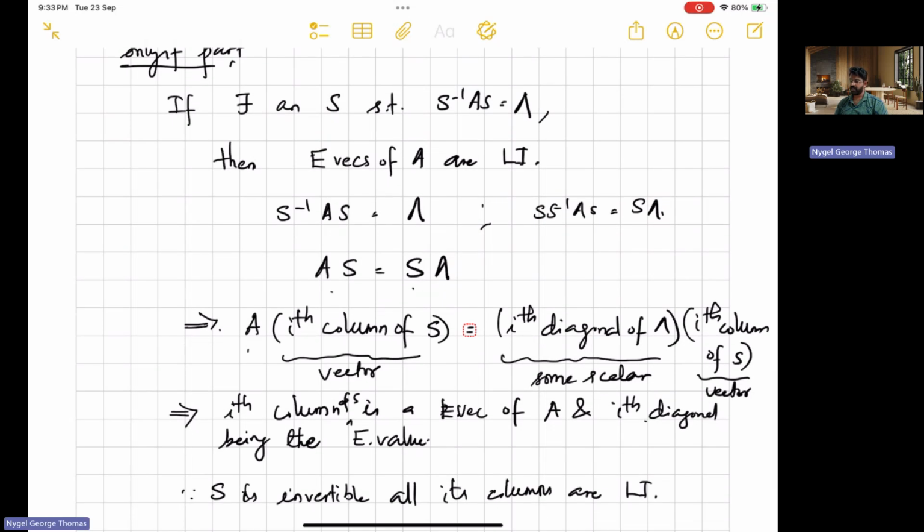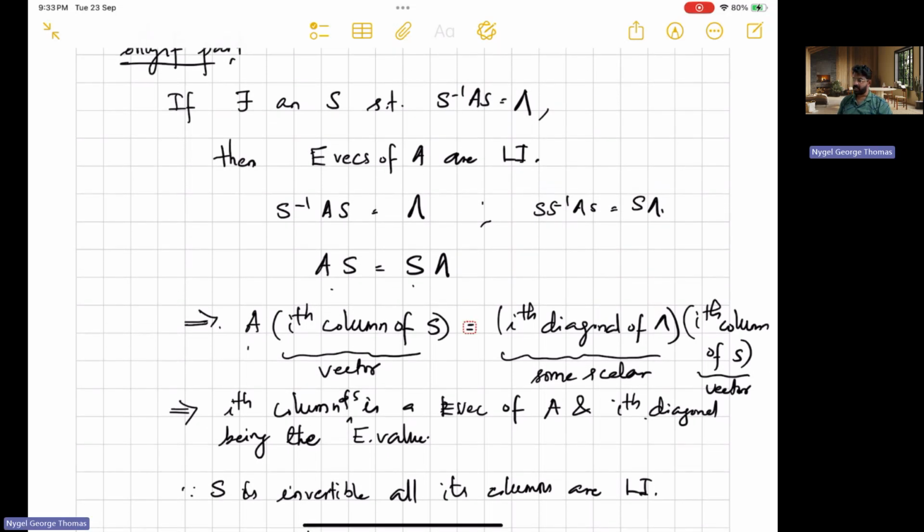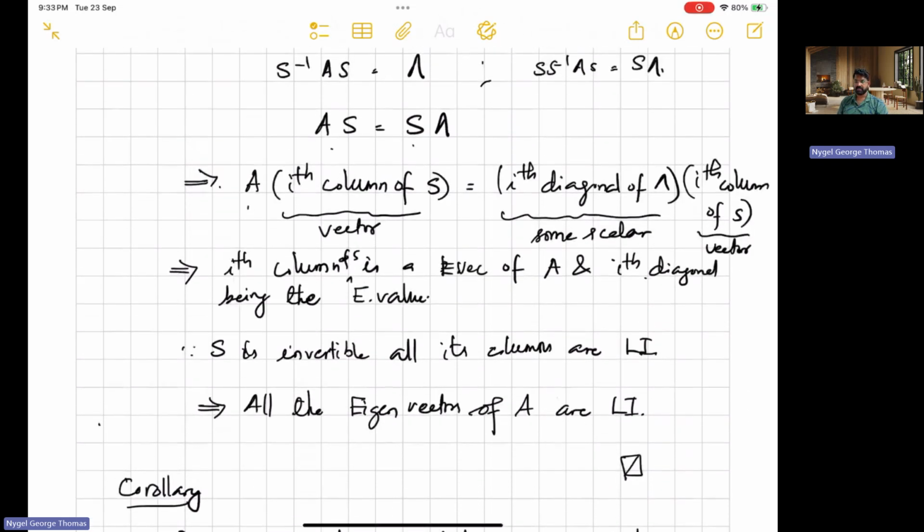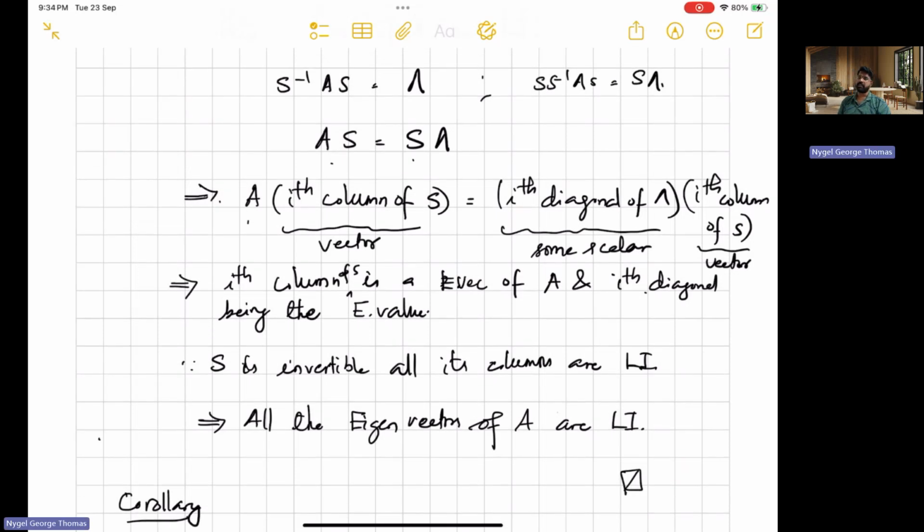But we know that S inverse exists. S inverse exists means all the columns are linearly independent, otherwise S inverse will not exist. So all the eigenvectors of A are linearly independent. This is how we prove the only if part. We have proved the if part and the only if part. So what does that say? A matrix A is diagonalizable if and only if its eigenvectors are linearly independent. This is for a square matrix in C n cross n.